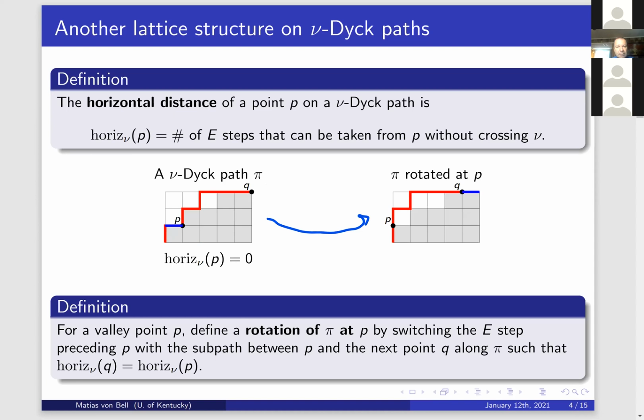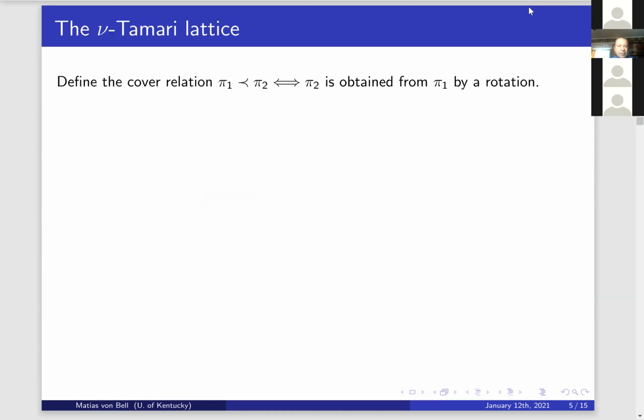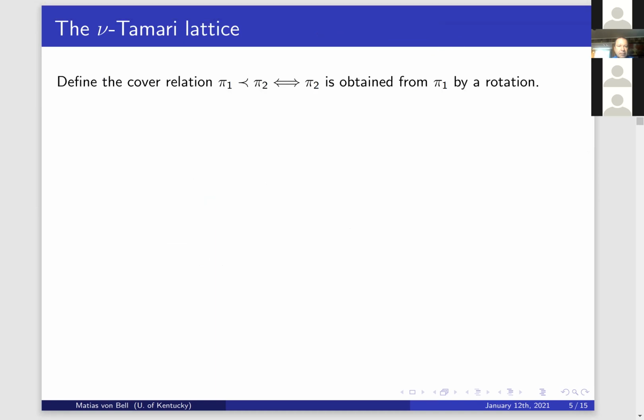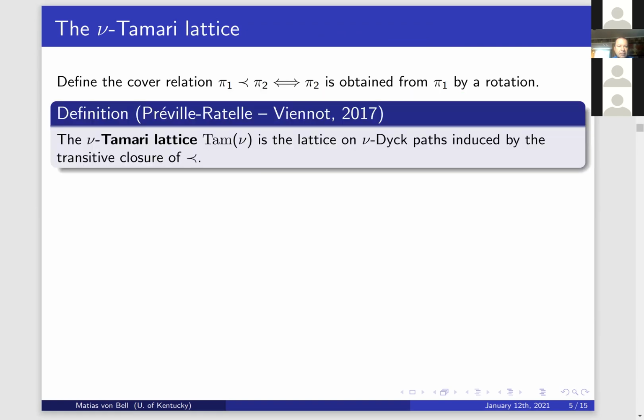That's the operation on these ν-Dyck paths that will generate a different lattice structure. The cover relation here is that one path is covered by another if it's obtained from the other by one of these rotation operations.